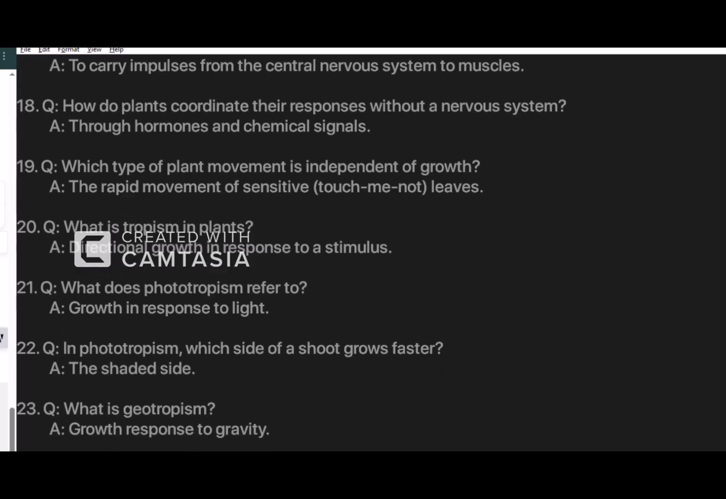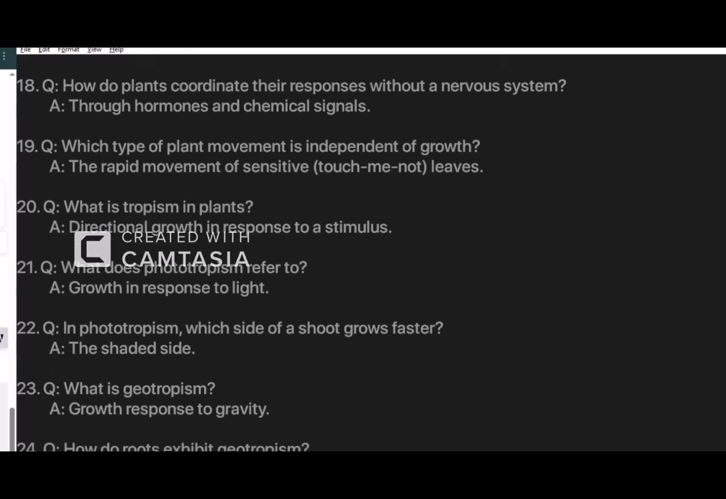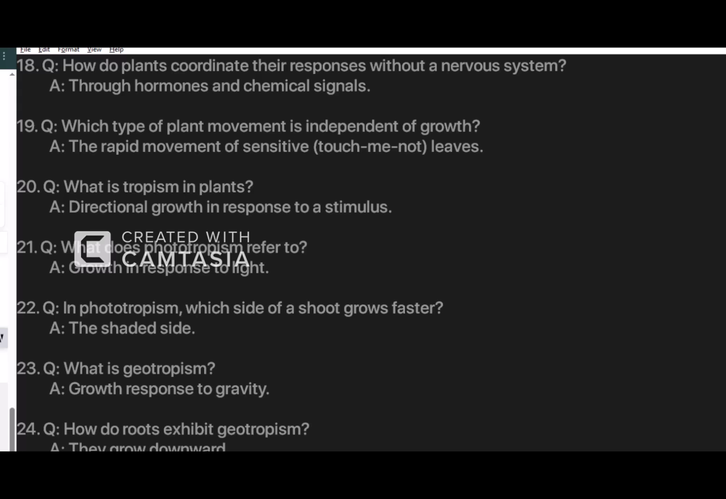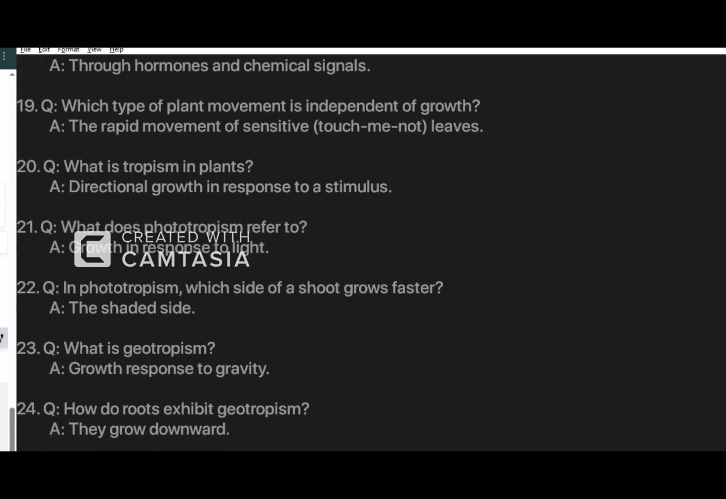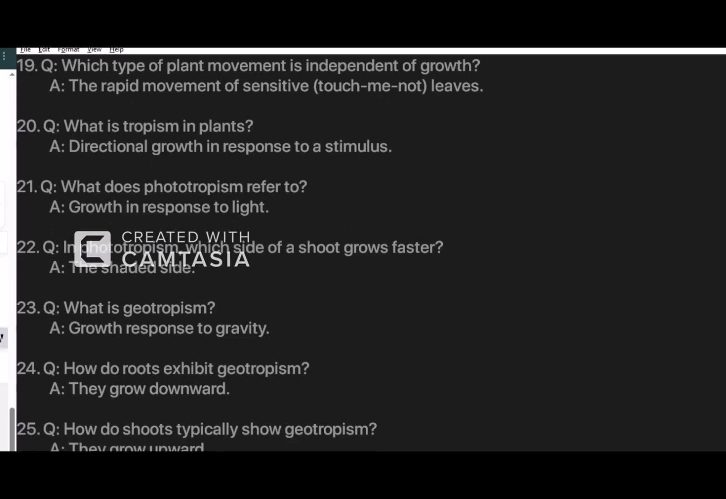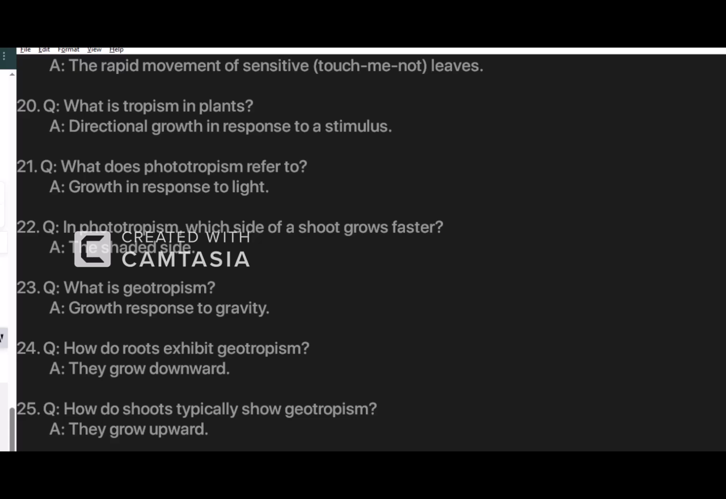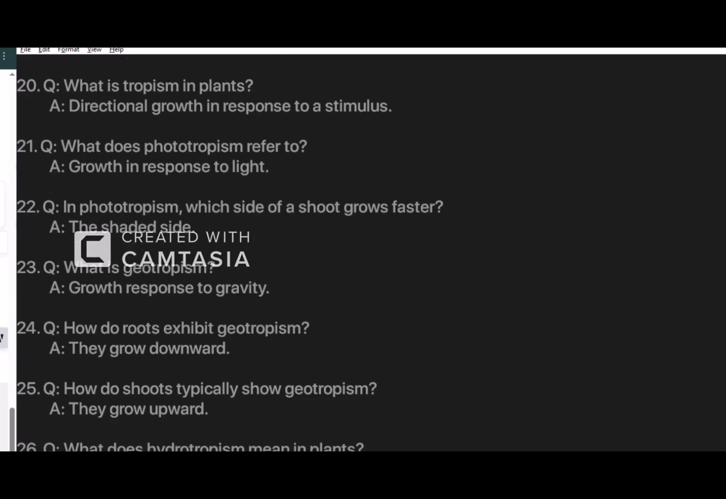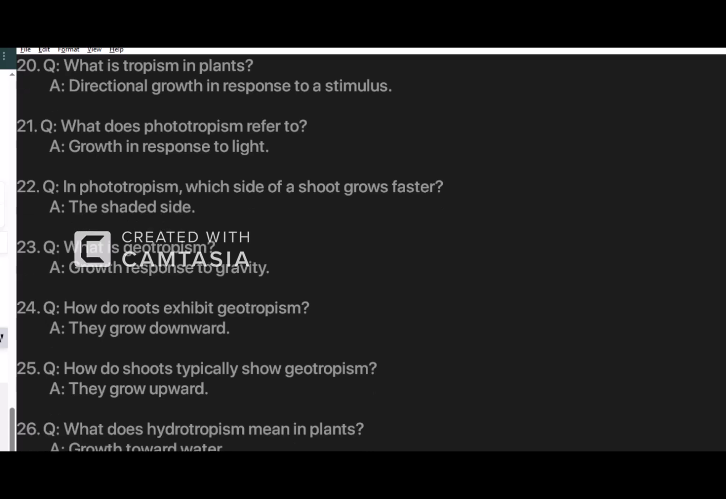21. Q. What does phototropism refer to? A. Growth in response to light. 22. Q. In phototropism, which side of a shoot grows faster? A. The shaded side. 23. Q. What is geotropism? A. Growth response to gravity. 24. Q. How do roots exhibit geotropism? A. They grow downward.